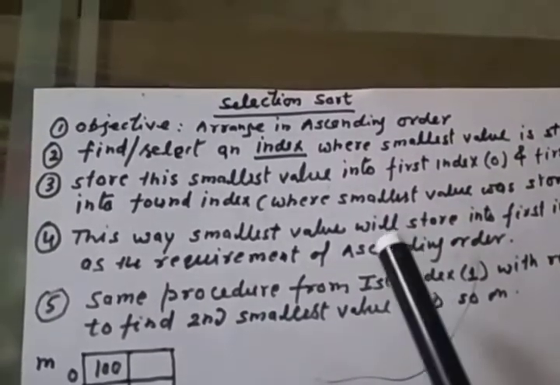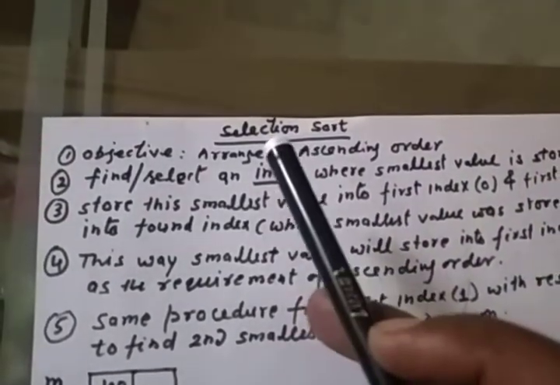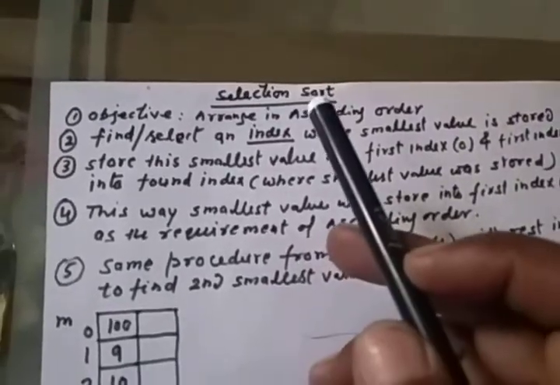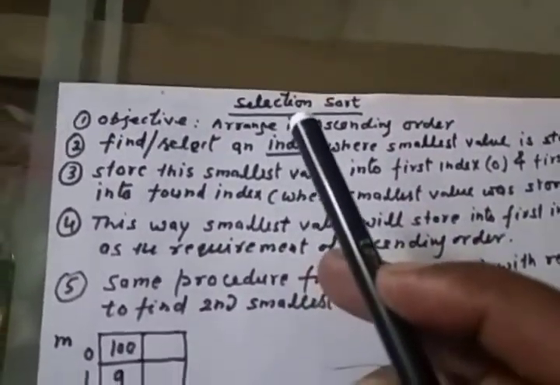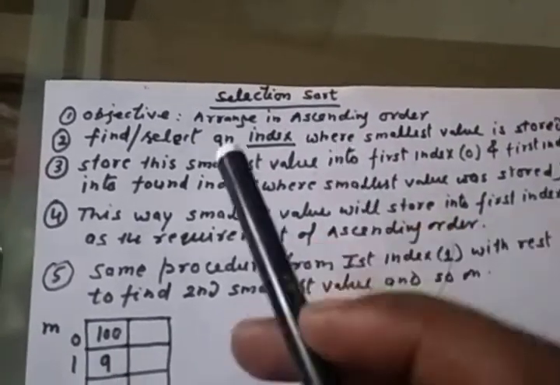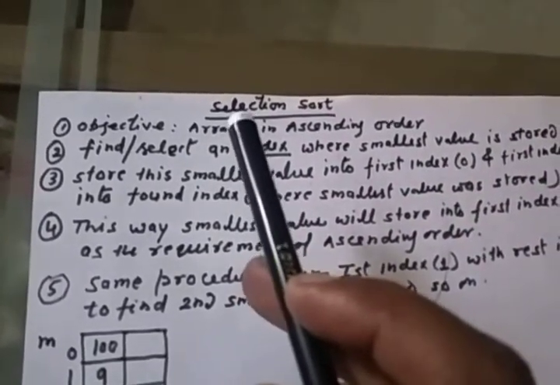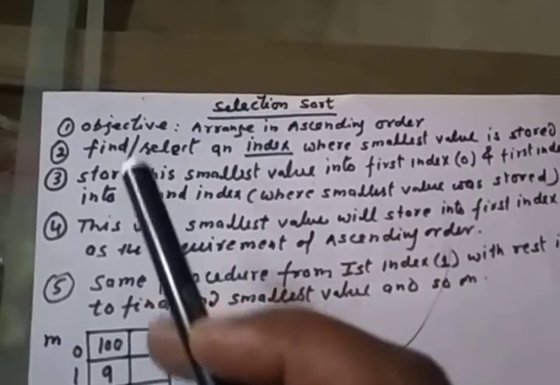Students, in this video I am explaining you about the selection sort. In the previous video I explained you about the bubble sort. So what is the procedure for the selection sort? What is the literal meaning of selection, and what do we do?